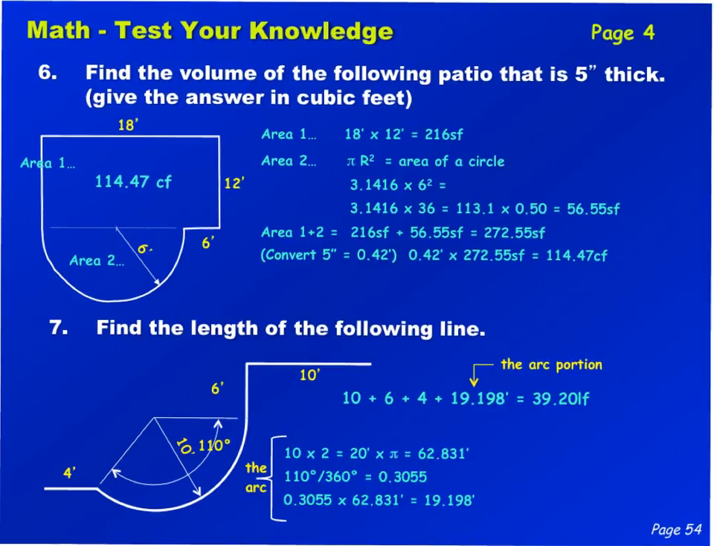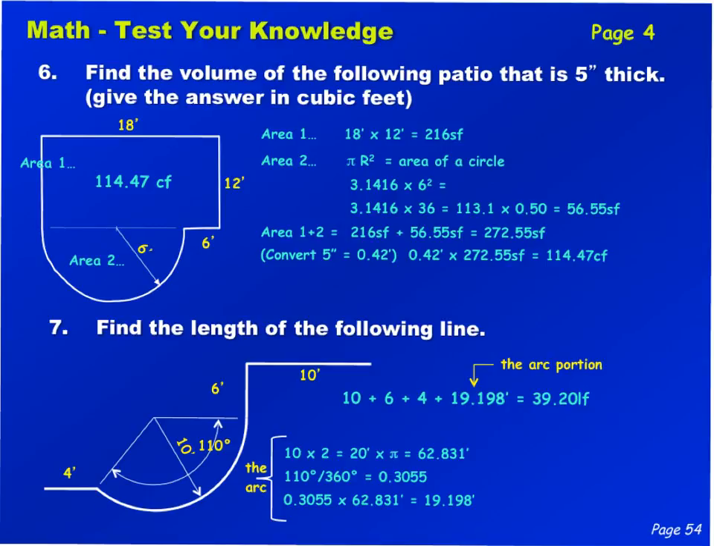The arc really is quite simple. What it really is, is a portion of a larger circle. So find the length around the larger circle, which is pi times d. To find that, we've got pi here, and to get d, this is the radius, it's just simply 2 times the radius. Then you multiply it out and you get 62.831 lineal feet.